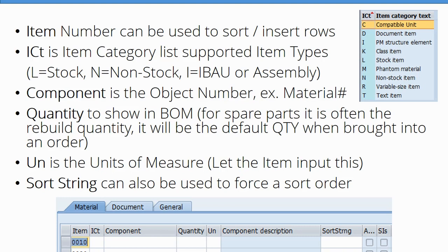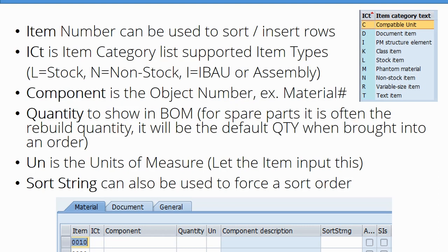So the next column is the component. Well, that's where if you're putting materials, stock or non-stock, that's where the component number would go, the material number. And the next column is the quantity column, how many you put in the BOM. Now, what that means is that becomes a default quantity when you go to buy from the BOM into an order. That'll be the default quantity.